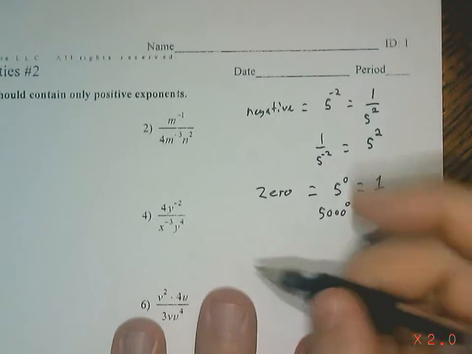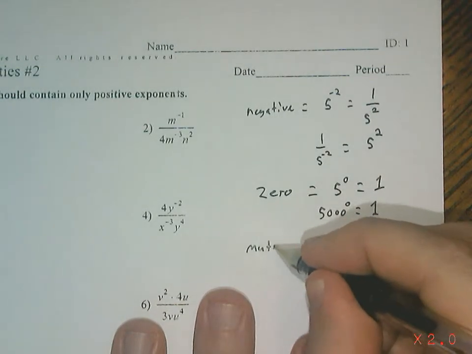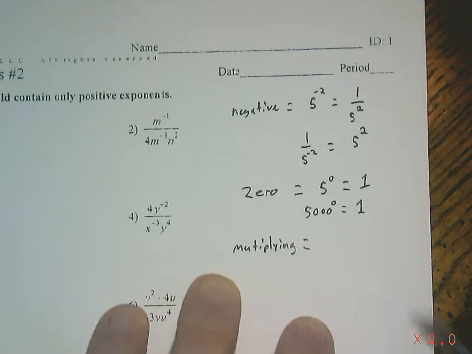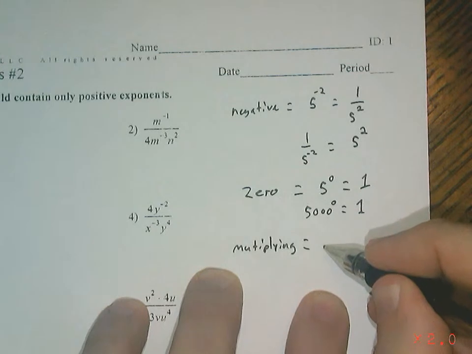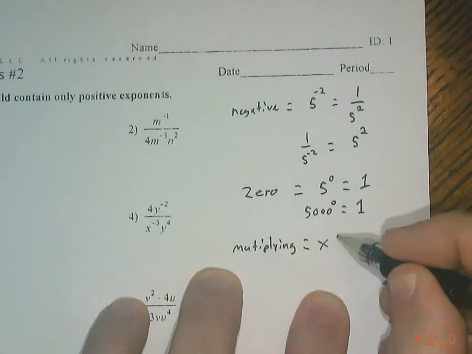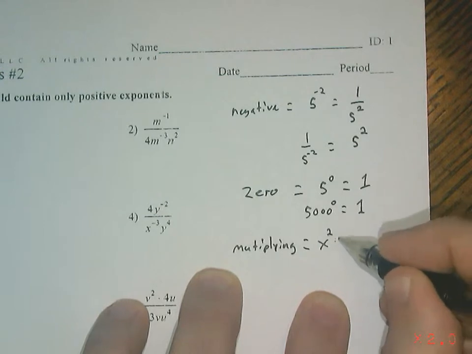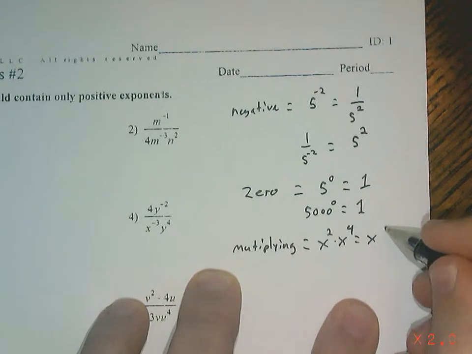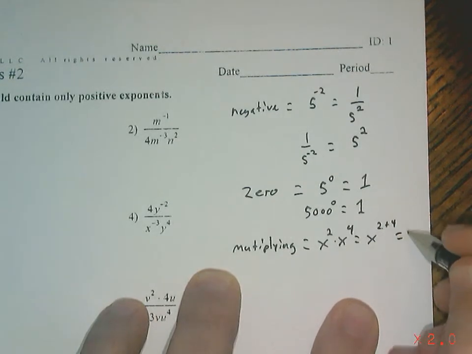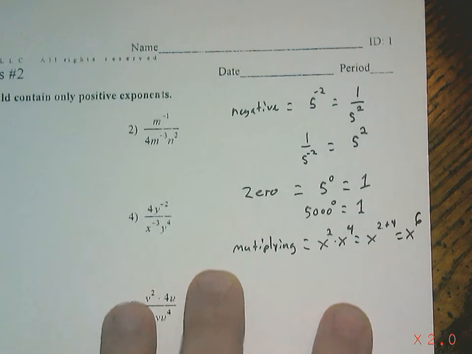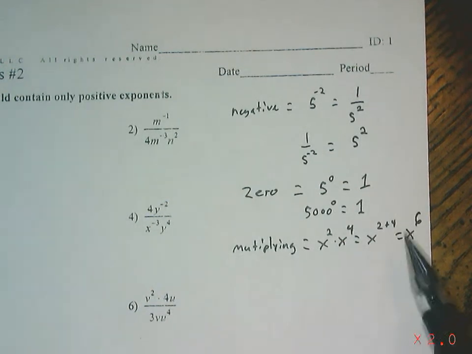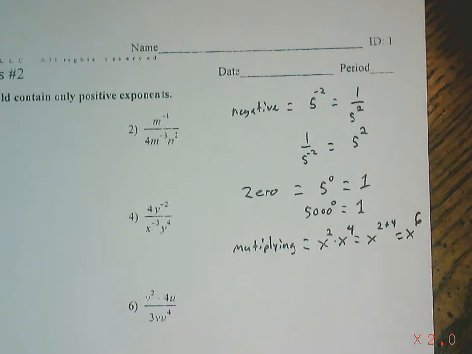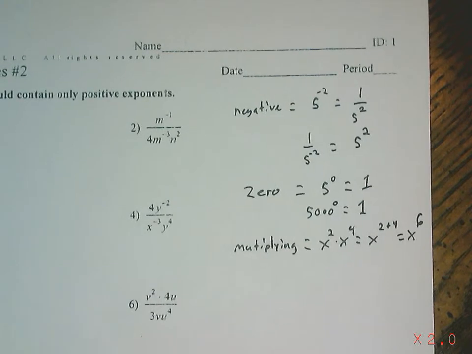Okay? Then we've got our multiplying property. What that basically says is if I have two numbers with exponents that are multiplying, x squared times x to the 4th, that's the same as saying x to the 2 plus 4, which is equal to x to the 6, right? You don't put a 2 in front of the x or anything like that. All you do is just add the exponents. If it's the same base, you can just add the exponents together.